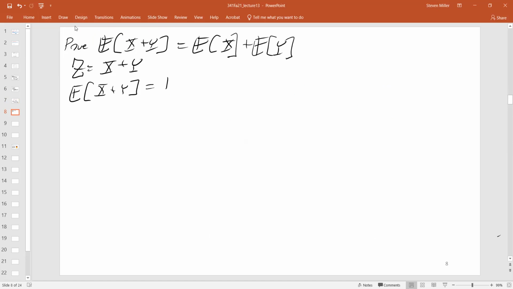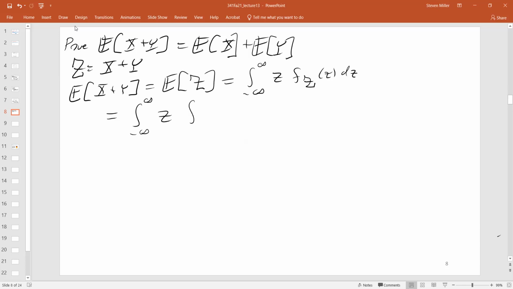So the expected value of X plus Y is the expected value of Z. This is going to be the integral from minus infinity to infinity of z times f_Z of z dz. So this is going to be the integral from minus infinity to infinity of z, and then the integral over t goes from minus infinity to infinity of f_X of t times f_Y of (z minus t) dt dz. And I'm just putting in the definition of it.